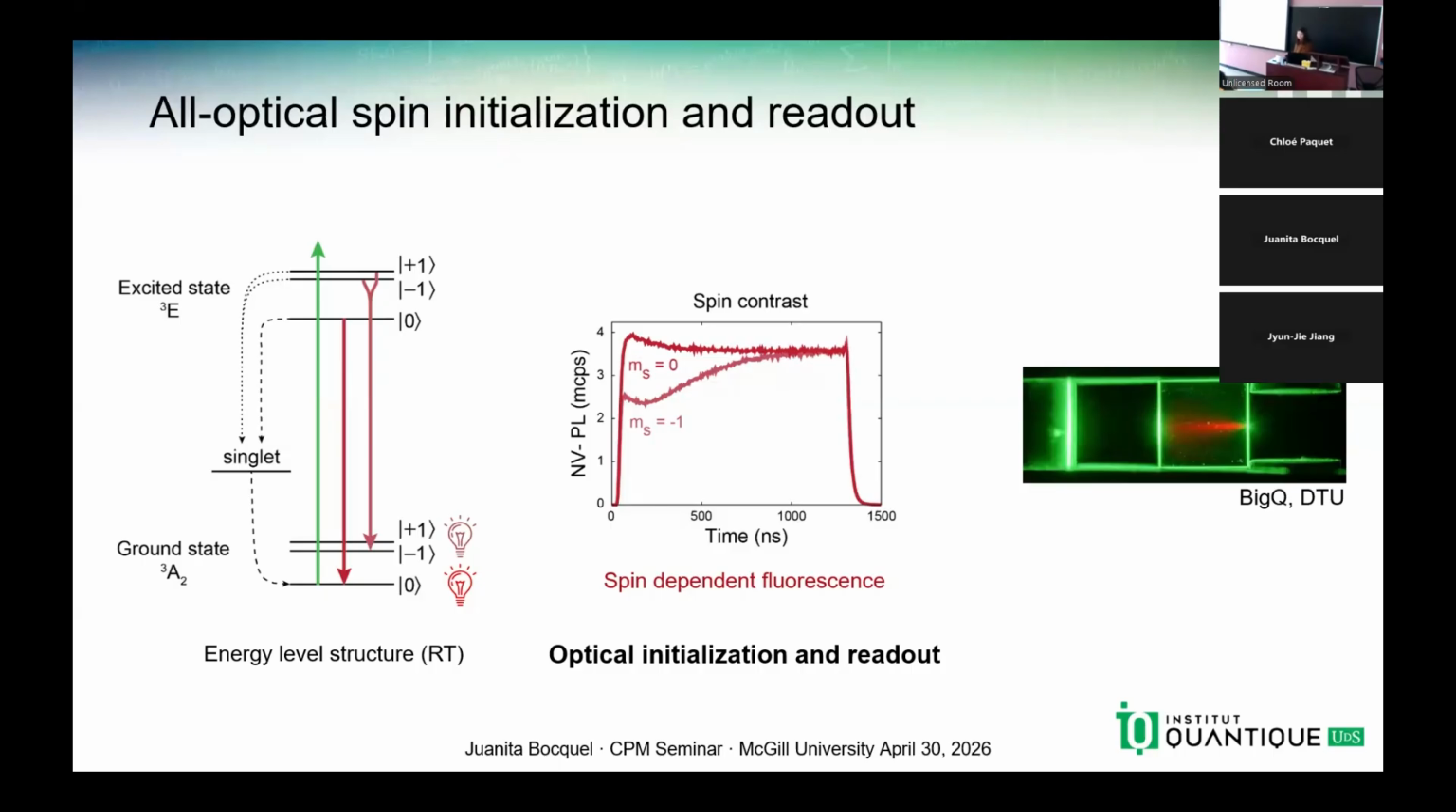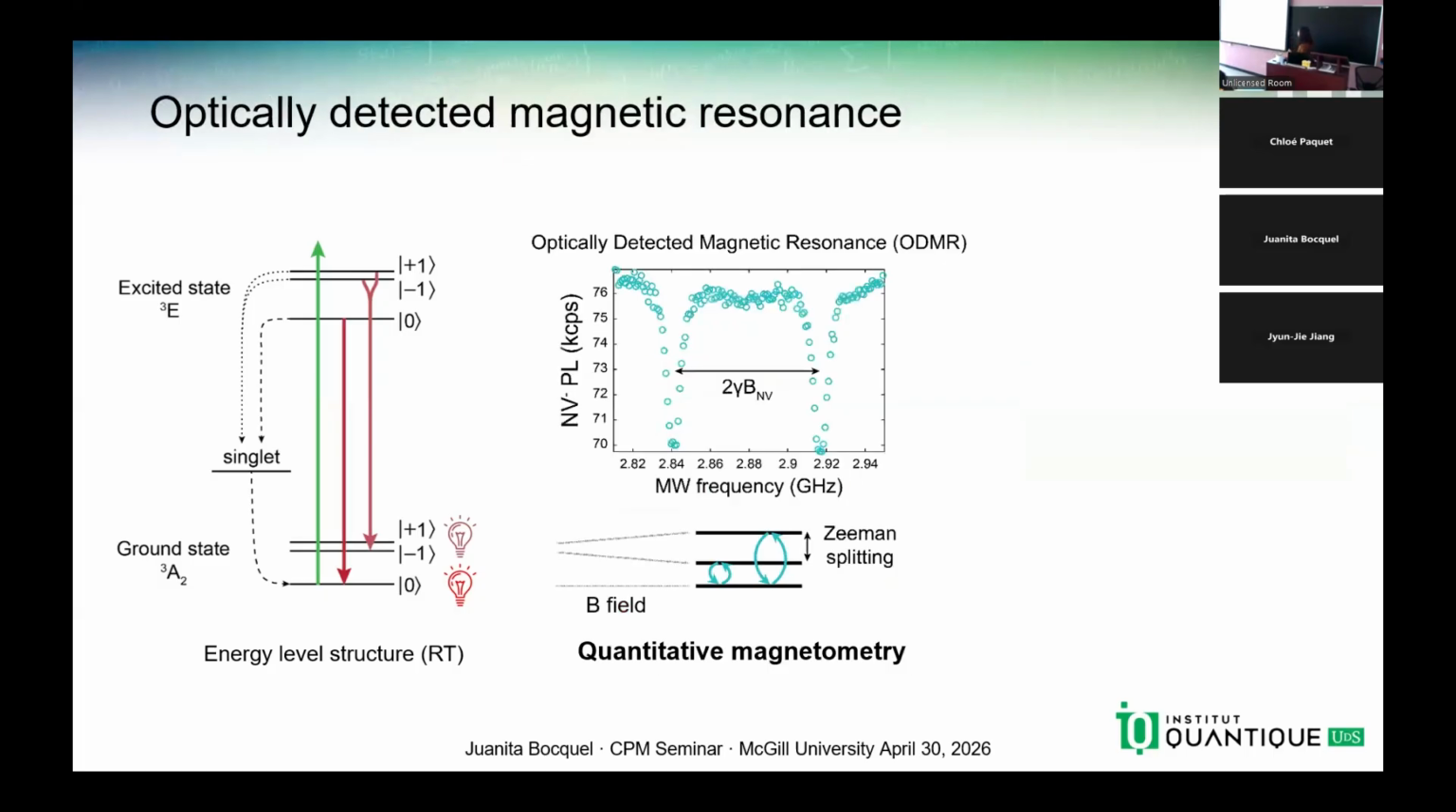But if you want to use it as a qubit or as a sensor, one more ingredient is needed, and this is the ability to manipulate the population from one spin state to the other. And with NV centers, this is done using microwaves. This is what is shown here.